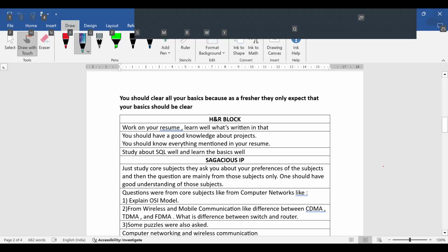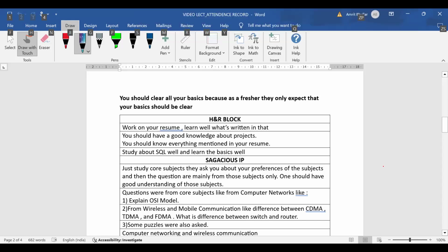So now the very first thing that you all should keep in your mind is that you should clear your basics, because as a fresher, they only expect that your basics should be clear. When we talk about our first company, H&R Block, which is situated in Chennai, I think, they tell you to work on your resume, because you have to learn well whatever you have written in it.